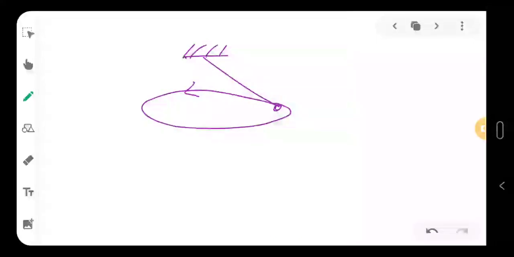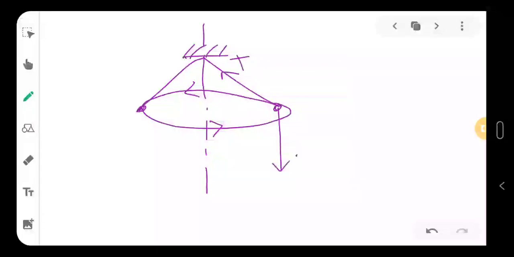So conical pendulum means instead of oscillating in 2 dimensions, it will oscillate in 3 dimensions. That means it will oscillate in a circle like this. So let's say the bob is oscillating in a circle, and this is the axis. So these are called conical pendulum. In a conical pendulum, tension works in this way, your mg works downward. So if theta is given to you, let's say it is making an angle theta with the axis, then what forces will work?